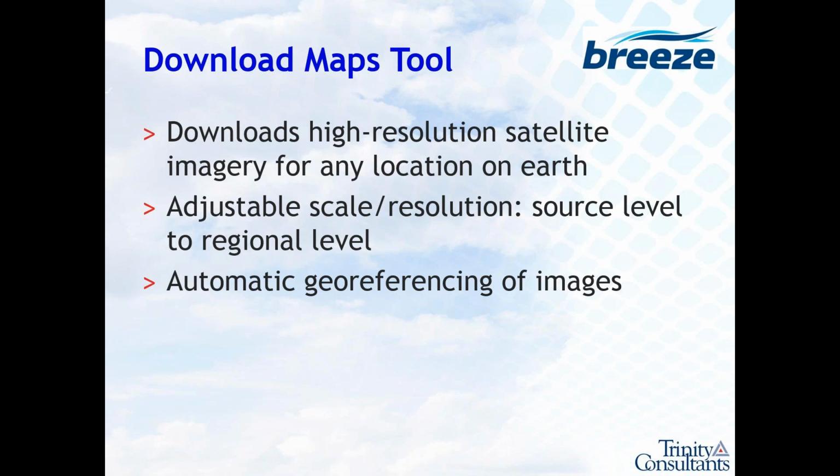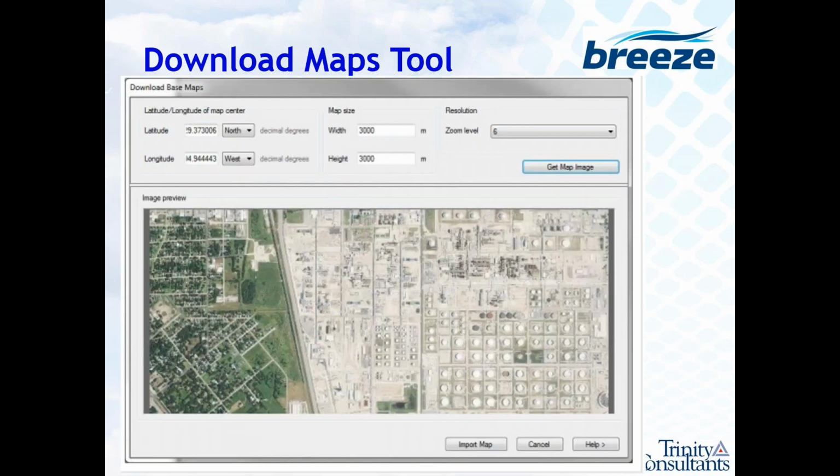As I said, it automatically georeferences those images, so there's no work involved in that from the user point of view. You'll see the interface in practice during our demonstration, but this just gives you an idea. The user only needs to specify the center point that you want for the map, as well as the dimensions of the map and the resolution that you want. And then, as you can see in the bottom of this image, you'll get a preview of that satellite image generated, and then you can import it, and it will automatically be pulled into your AERMOD model run, or you can use it to draw in sources and receptors and so forth.